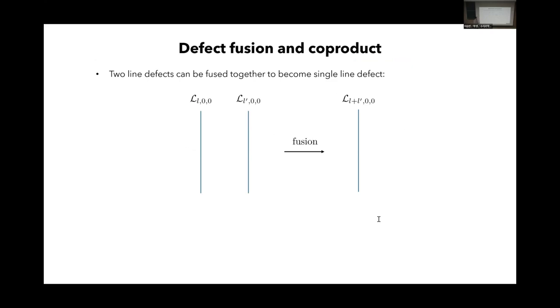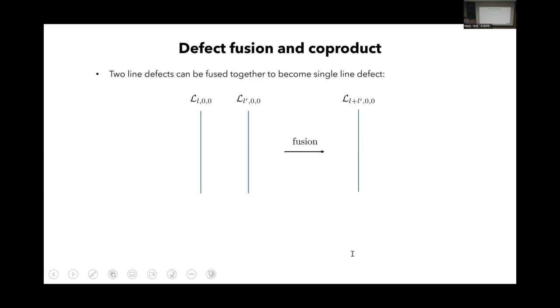We can do something more interesting in this 5D Chern-Simons setup. How about bringing two different types of line defects and superposing them on top of each other? On the left-hand side, this is called fusion, which is a physical term. So bring the L00 line defect here and the L prime 00 line defect there, and then bring them close to each other, and fuse. It will look like a single line defect, L plus L prime.